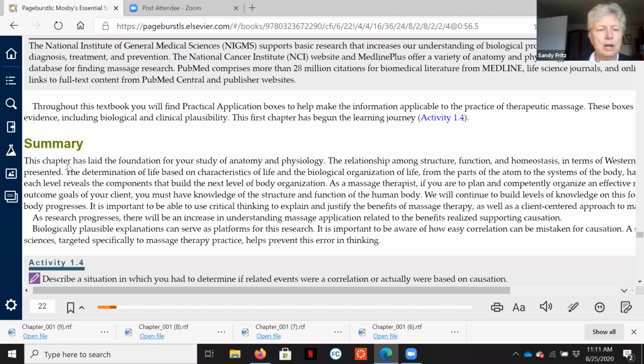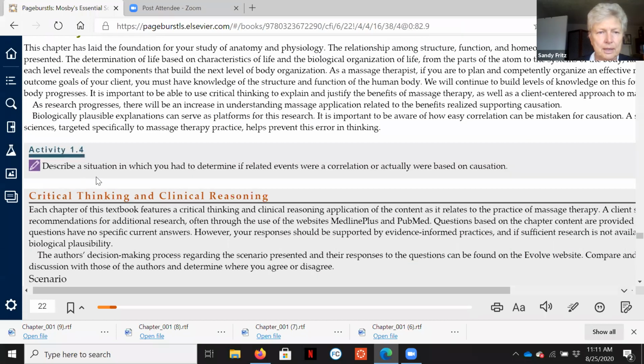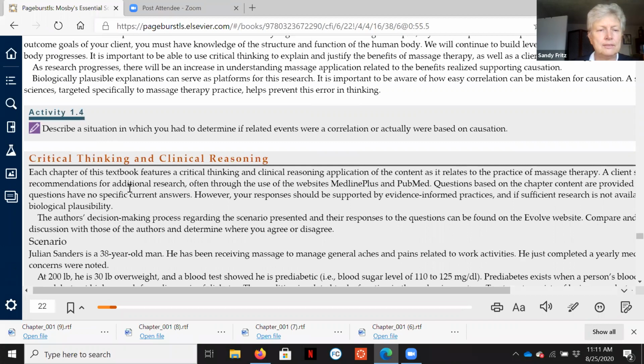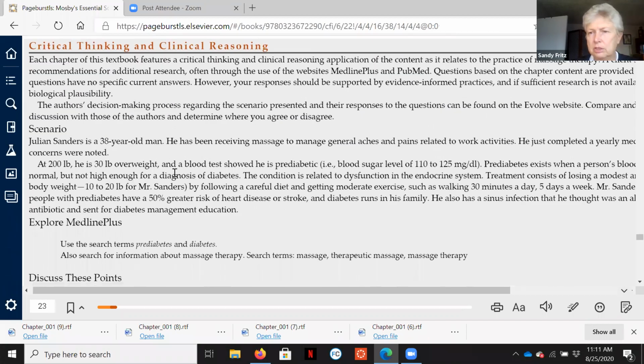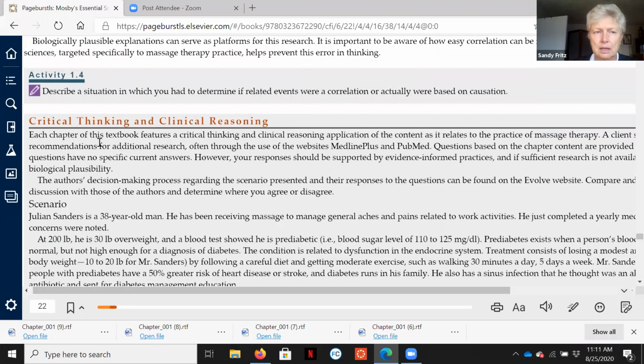And here is a summary. And here is our first critical thinking, critical reasoning activity. This is new to this edition, so I wanted to take the time to go over this.